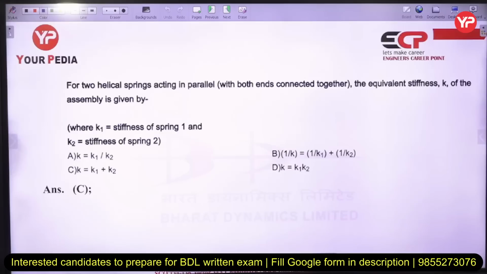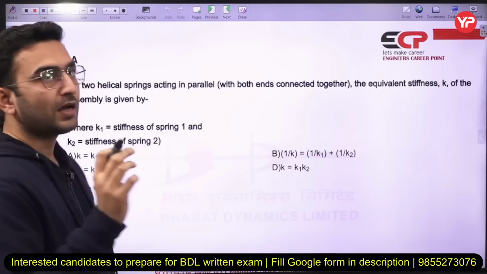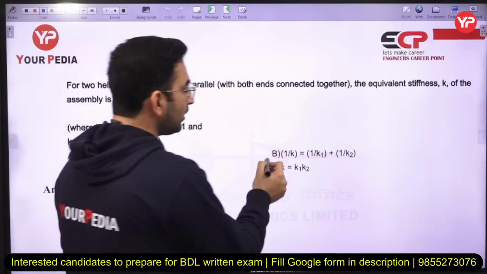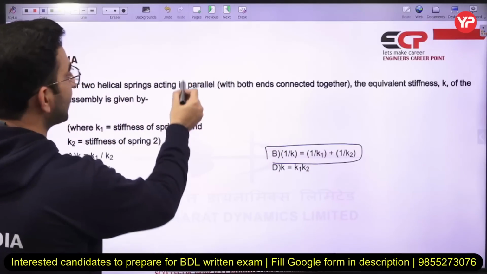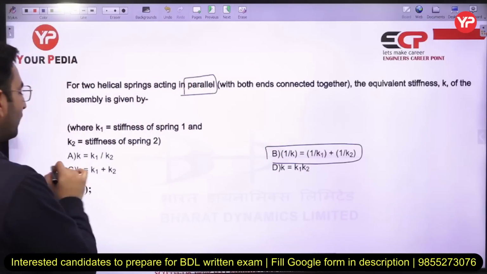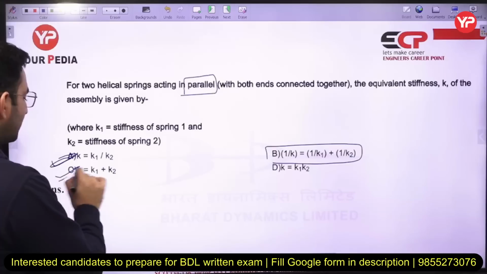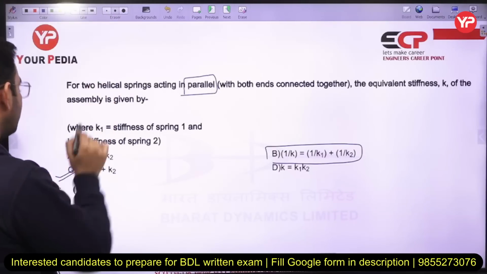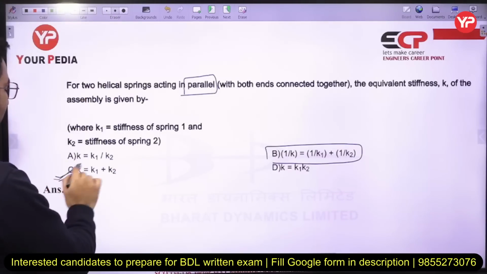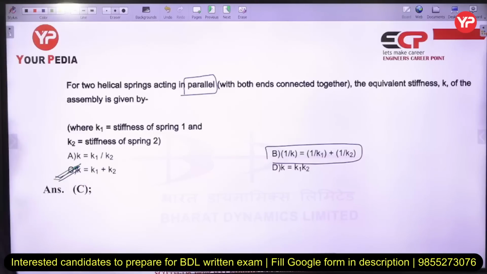Next part, for two helical springs acting in parallel, the equivalent stiffness of the assembly. Again, always remember, whenever the springs are connected in series, the equivalent stiffness can be calculated by this formula, but here it is connected in parallel, so the formula is option number C here. K is equal to K1 plus K2. Okay, always remember this one. So option number C is the correct one in this case.